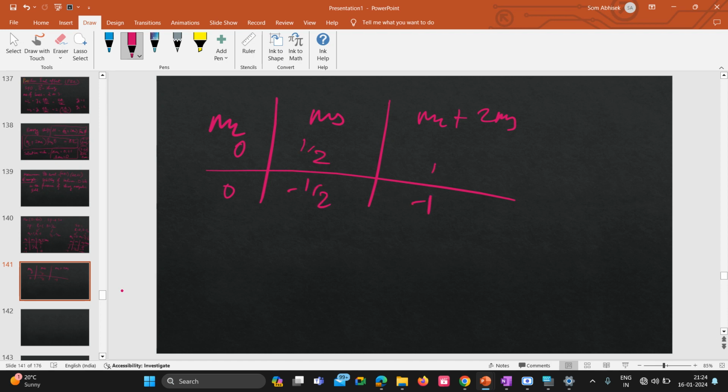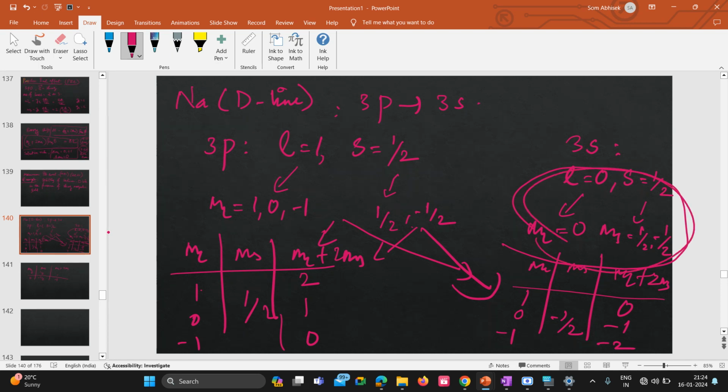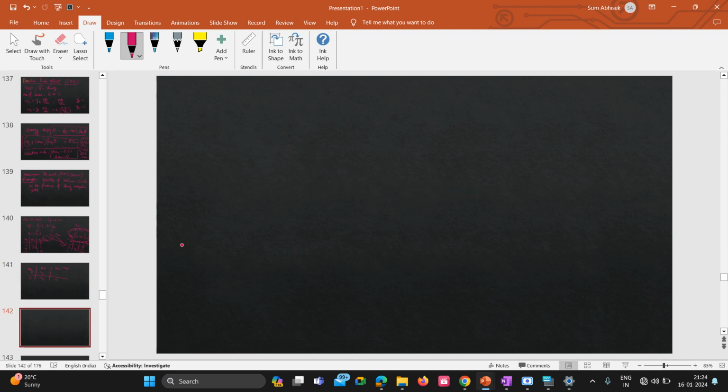This is for the second case. I'm really sorry, this one is for this. I did it this way. This one is here. Okay, so we will do the splitting now. Okay, let's do the splitting.